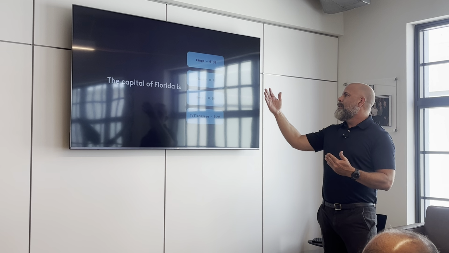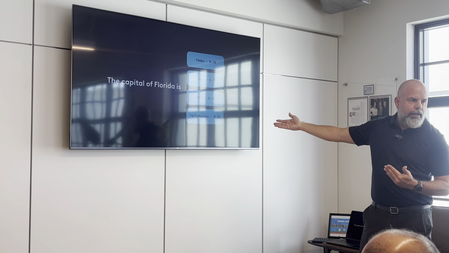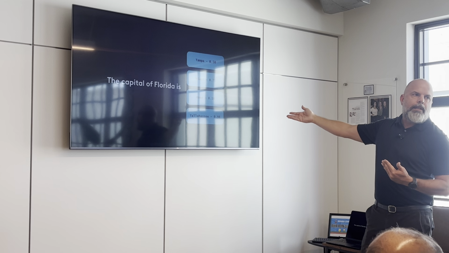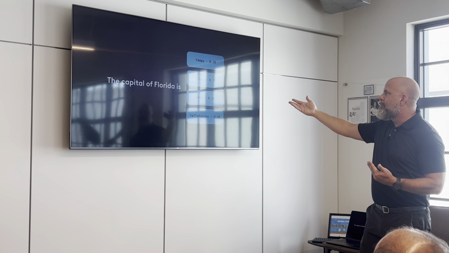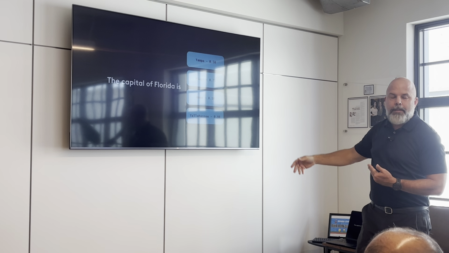So in this case, the user could feed in "the capital of Florida is," and in its vocabulary it may have Tampa, Miami, Rome, Tallahassee. And it's going to assign a probability to, hey, what's the most likely word to come after "is"? In this case, well, I was going to say Miami, but it's going to be Tallahassee, right?